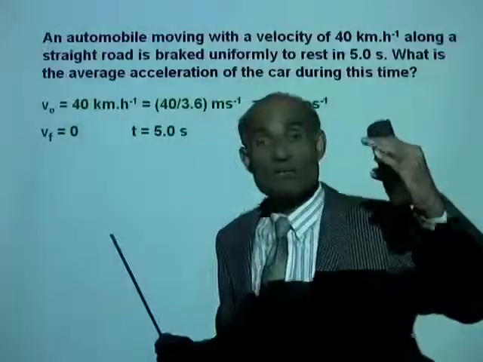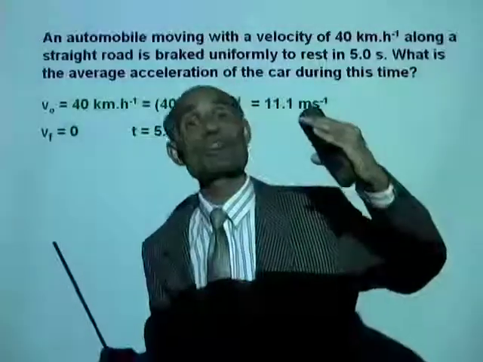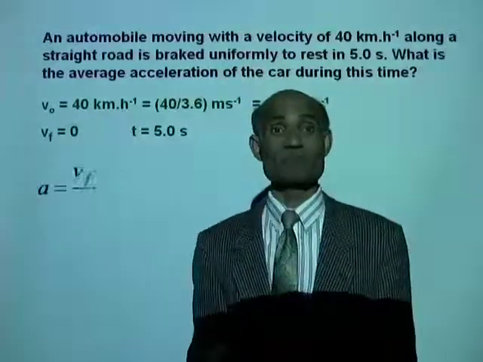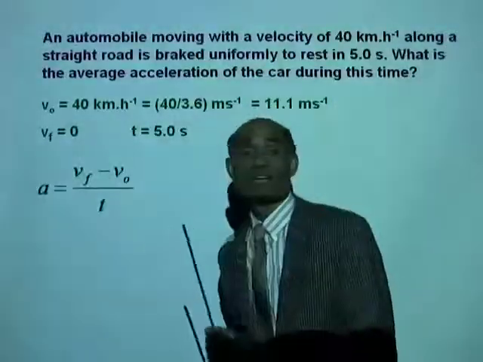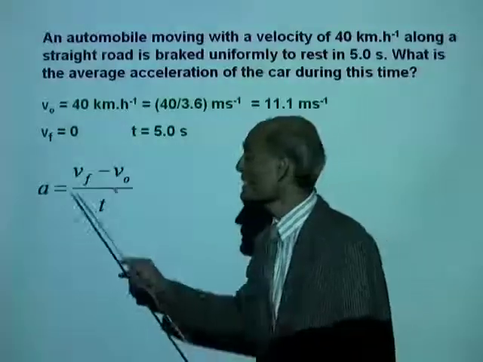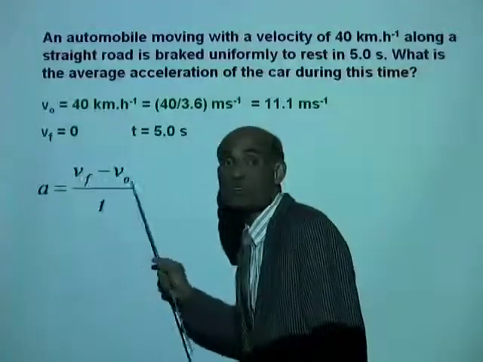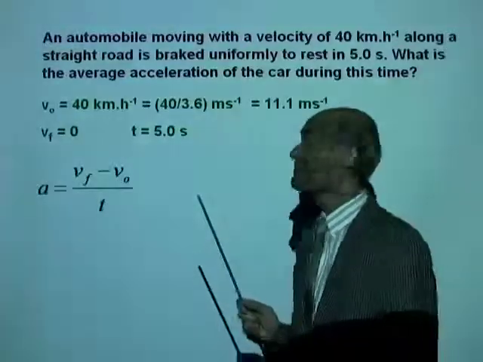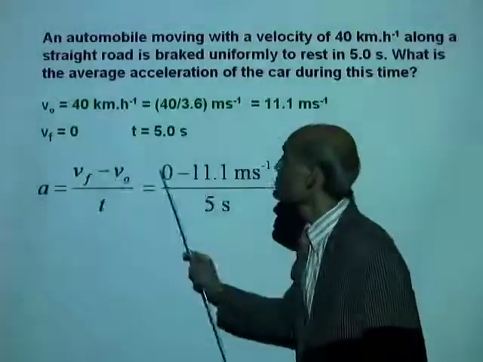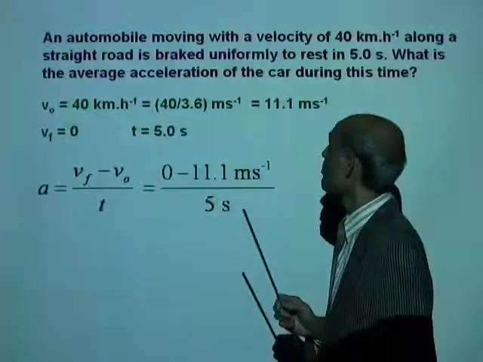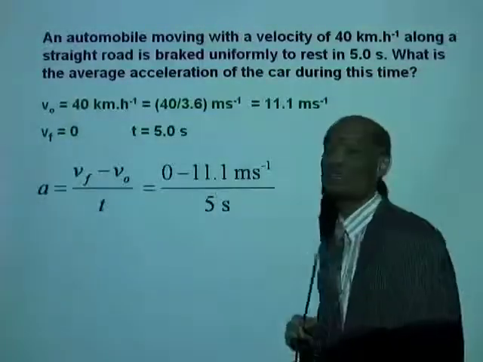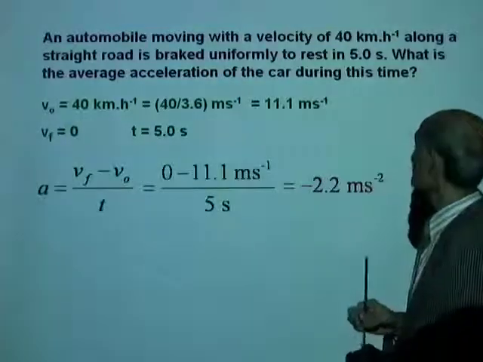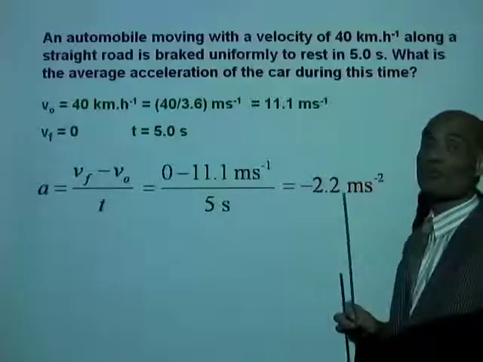We can either write down the equation for the acceleration right away or use the first equation. We can use the definition for acceleration. Acceleration is change in velocity, Vf minus V0 over time, and that will be 0 minus 11.1 meter per second divided by 5 seconds. That is negative 2.2 meter per second squared.